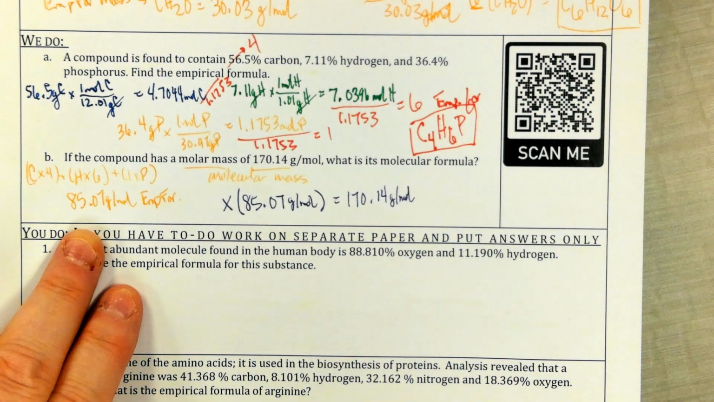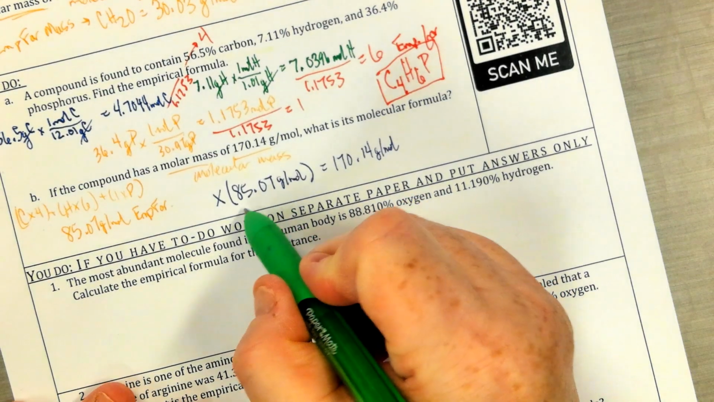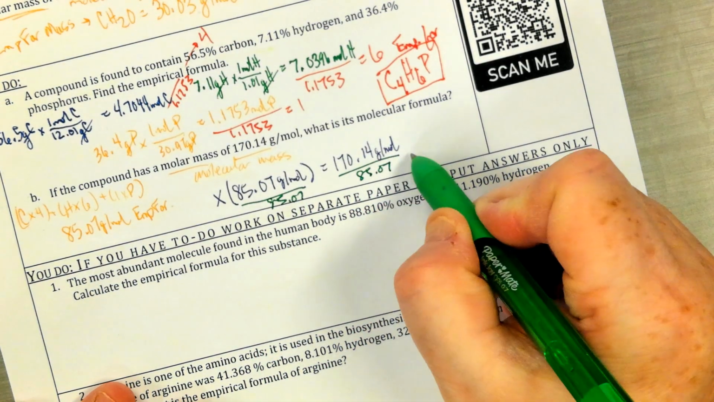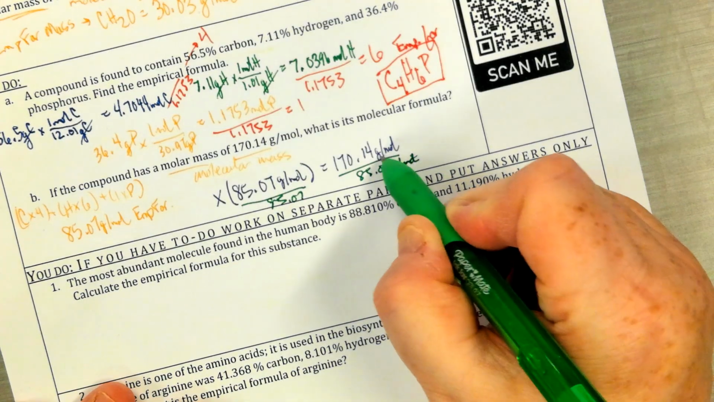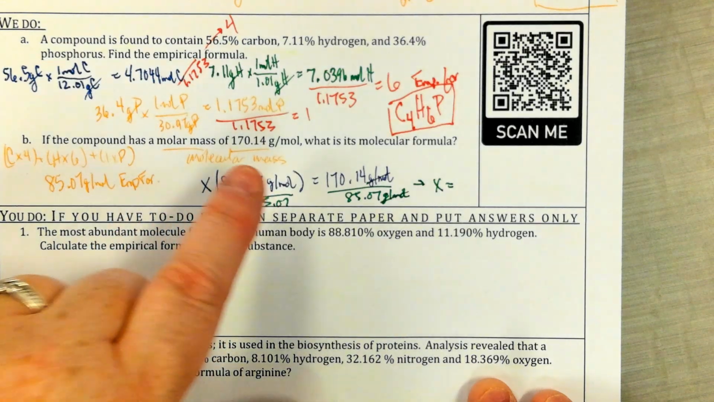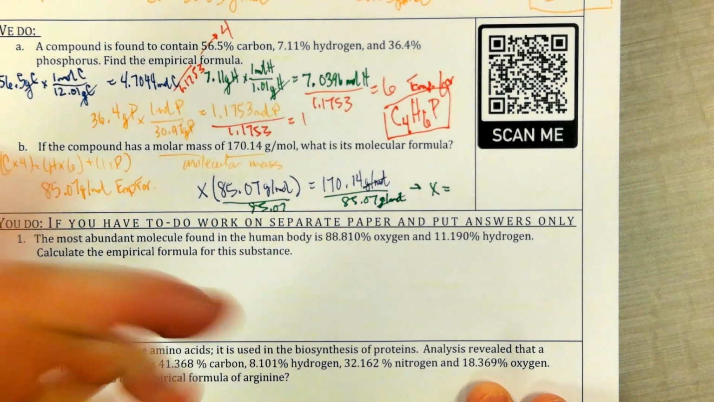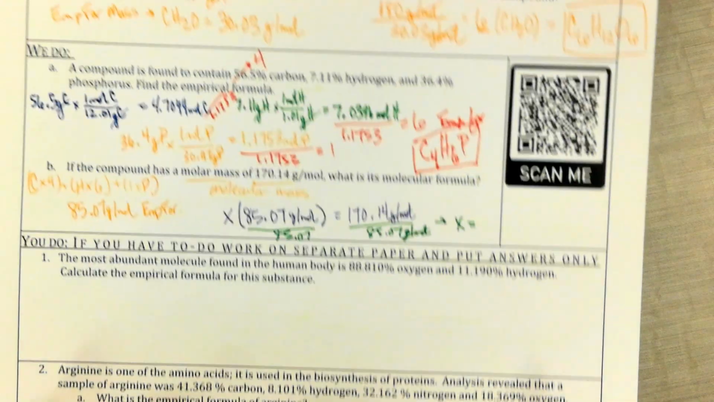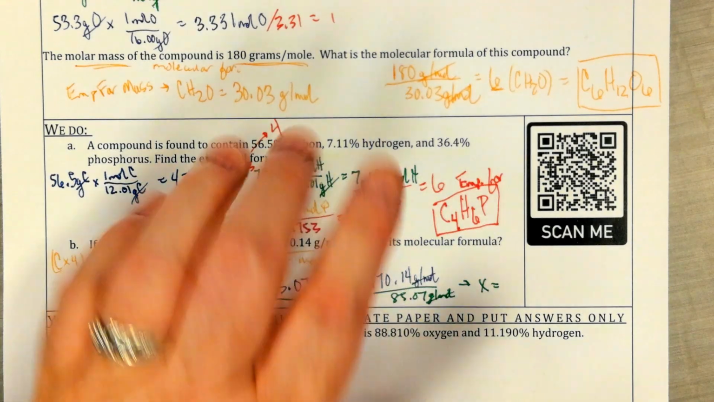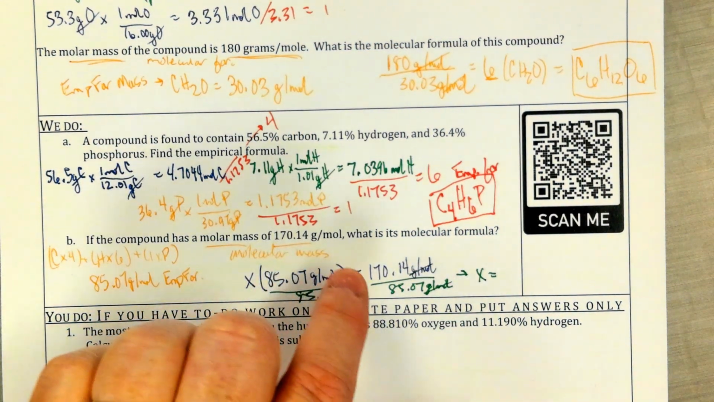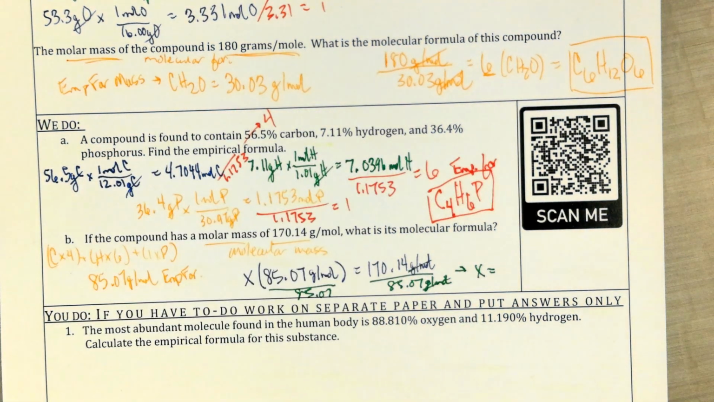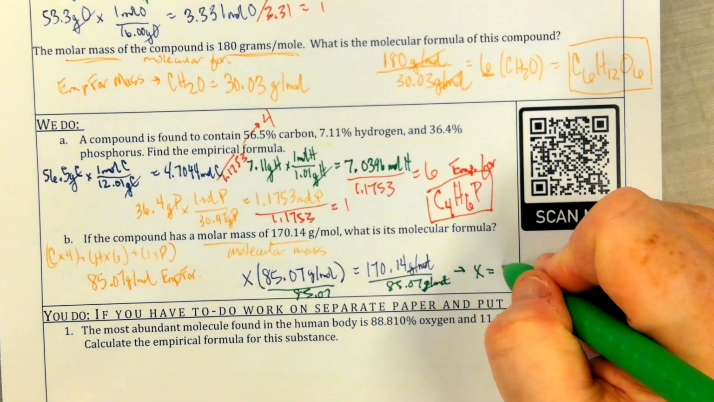Now, it's the same thing. To isolate x, I've got to divide by 85.07 grams per mole, and those cancel. So then x equals the molecular mass on top divided by the empirical mass, which is what I just did up here. Whatever makes more sense to you. I personally like this. It doesn't have to go through this whole thing. You just take the molecular mass given in the problem and divide it by the empirical mass. When we do that, we get a multiplier of 2.